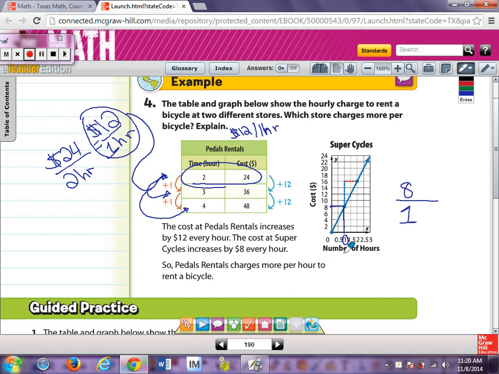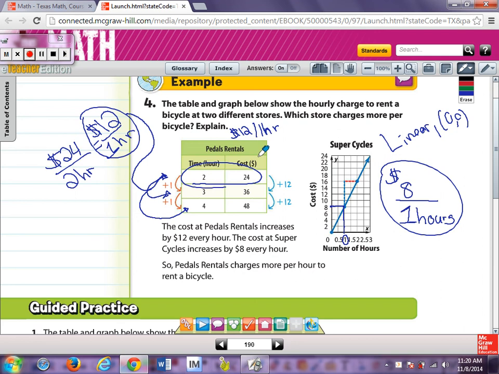Well, the 1 represents the number of hours. And if you look at this, because the 1 and the hours are on the bottom of the graph, that's my denominator, or the bottom of my ratio. The cost is the side that goes up, so that'll be the top. 8 is measured in dollars. So over here at Super Cycles, I only have to pay $8 an hour. I didn't bother to check any other points because I can see that this line is linear and it goes through the origin. So I already know that all the rest of the points are going to be proportional to this exact unit rate. So Super Cycles charges $8 an hour.